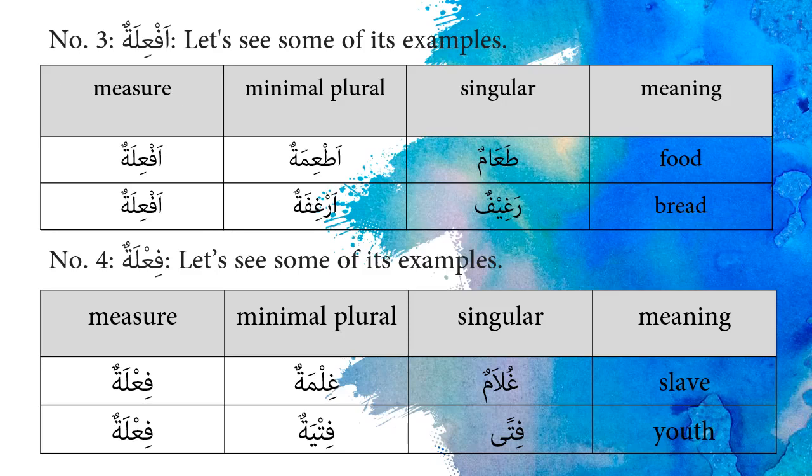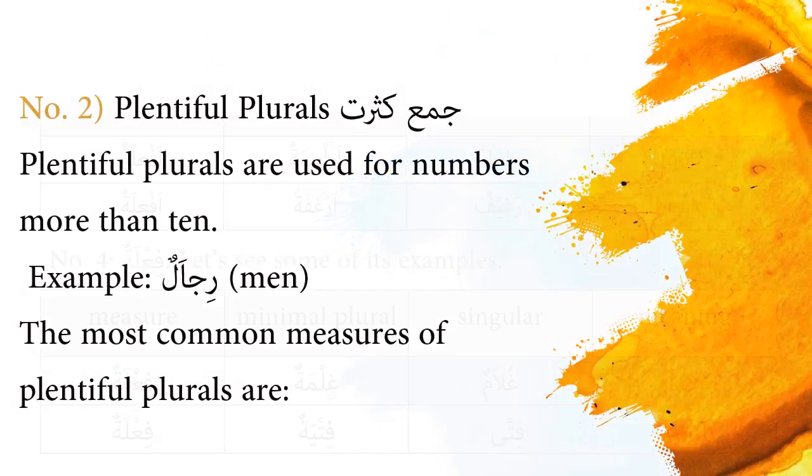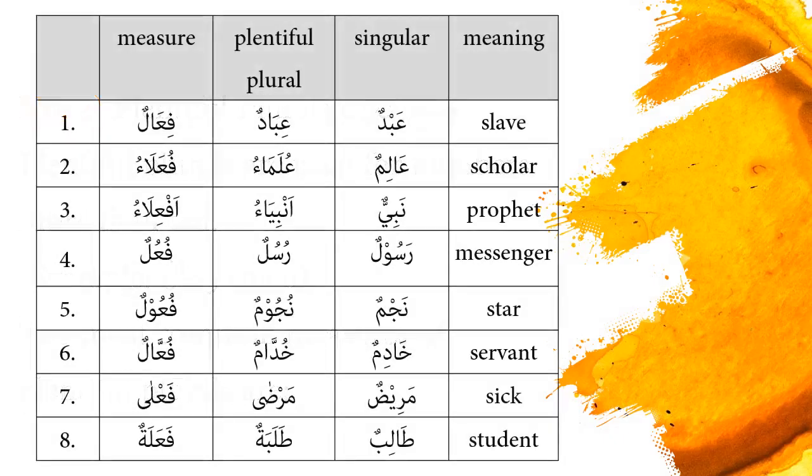Measure is فعلة, minimal plural is فتية, singular is فتى, meaning youth. Number 2, plentiful plurals, جمع كثرة. Plentiful plurals are used for numbers more than 10. Example, رجال, men. The most common measures of plentiful plurals are: the first measure is فعال.